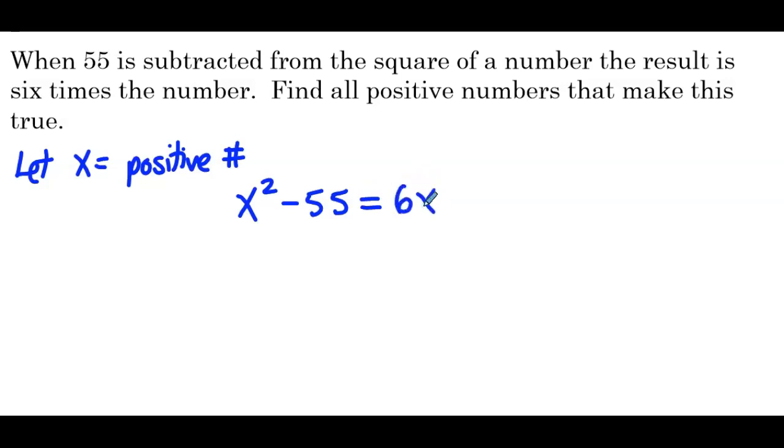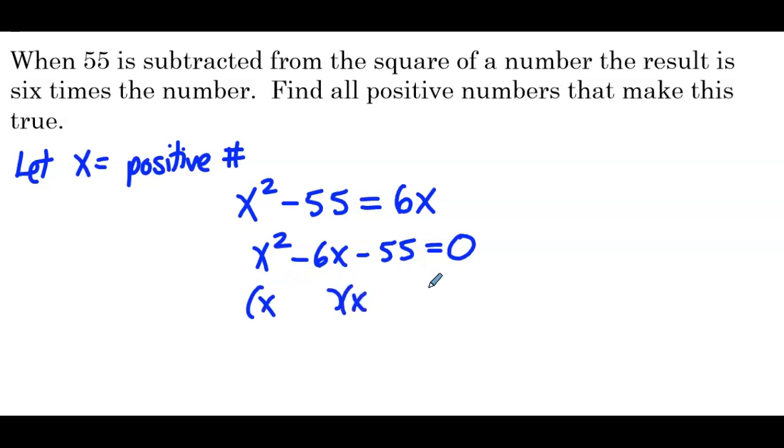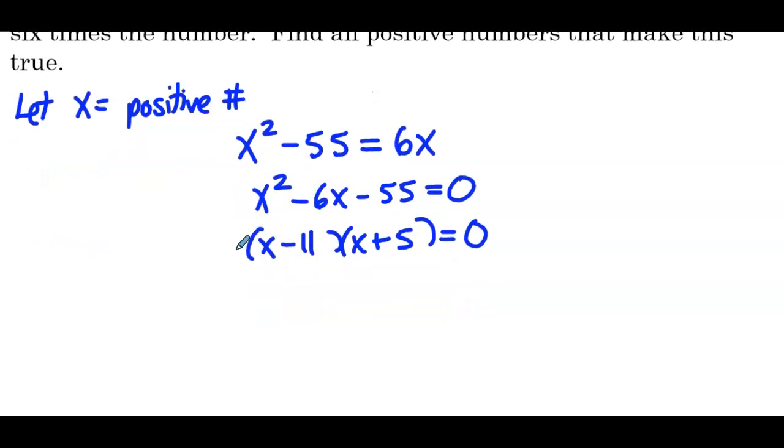So 6 times x. We have a quadratic, we need it equal to 0, so we'll subtract 6x from both sides. So we have x squared minus 6x minus 55 equals 0. So we factor. So we need a factor pair of negative 55 that adds to negative 6. So that's going to be negative 11 and positive 5. So our factors are x minus 11 and x plus 5.